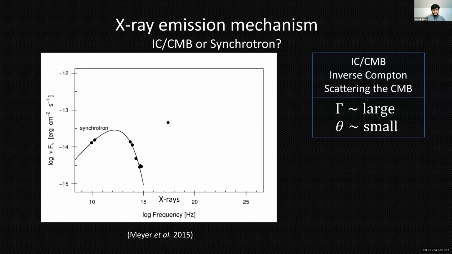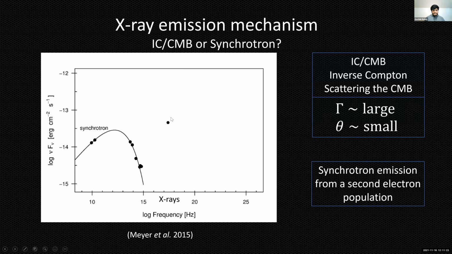The alternative explanation is that there is a separate high energy electron population, different from the ones that produce radio and infrared, the low energy part of the spectrum, that produces X-rays via synchrotron.